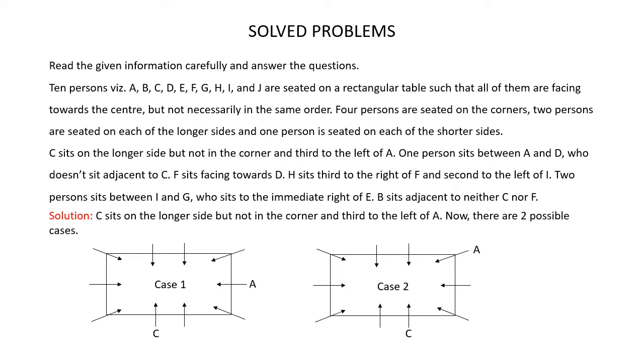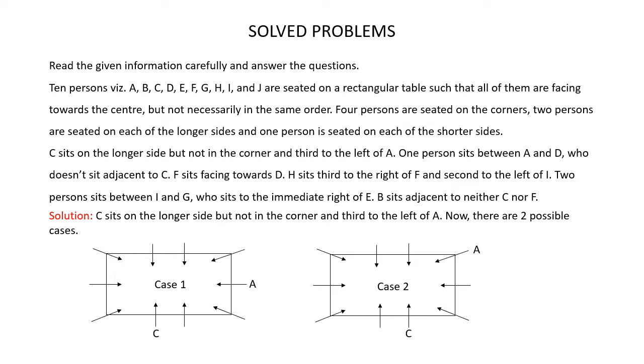So it's given 10 persons are seated on a rectangular table facing towards the center. 4 persons are seated on the corners, 2 persons are seated on each of the longer sides and 1 person is seated on each of the shorter sides. So first draw a rectangle. Mark 10 positions with arrows pointing towards the center.